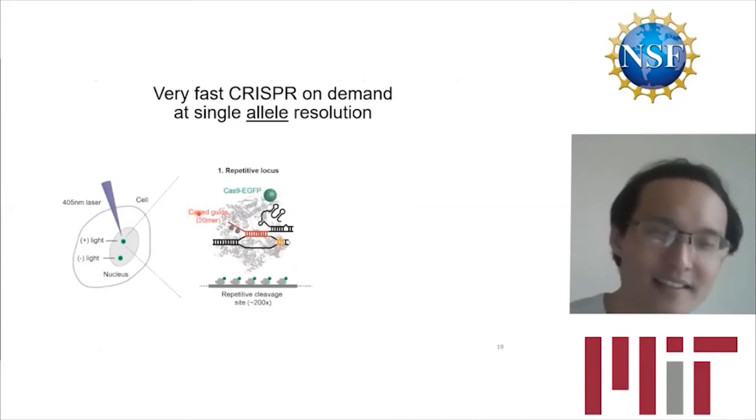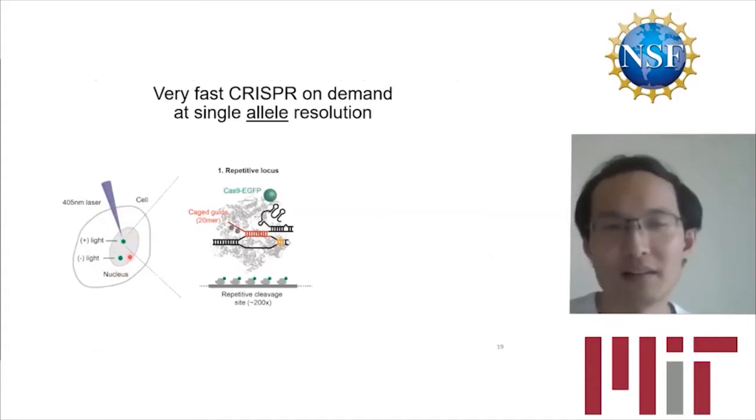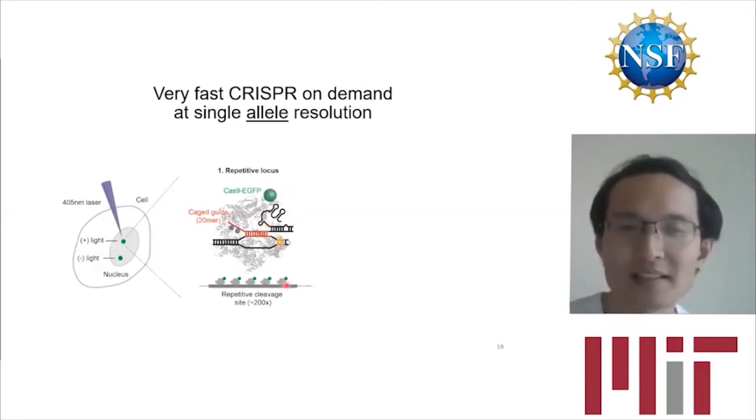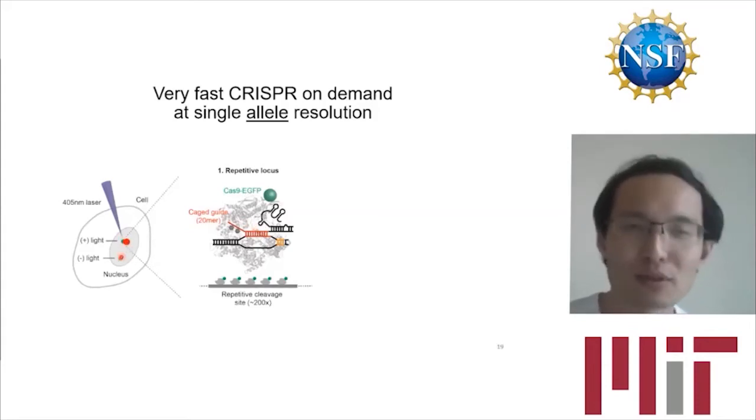To do that, I'm going to use a focused laser beam that will only target one allele out of two copies in the same nucleus. So we're going to do subcellular activation. First, we're going to target a repetitive locus that consists of hundreds of copies of the Cas9 with the VF-CRISPR target. So shine on one, but not the other, and we're going to monitor the 53BP1 recruitment.